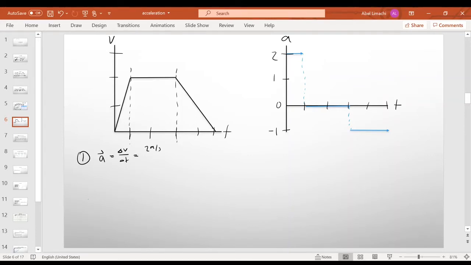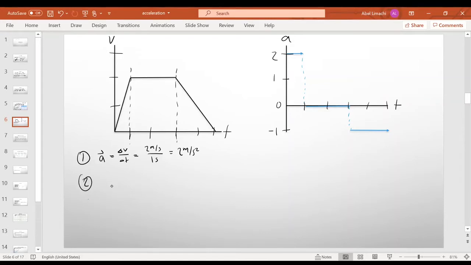So it increases by 2 meters per second, and this is a 1 second time interval, so it's going to be 2 meters per second squared. And this 2 meters per second squared is going to last for 1 second, so that's why it's here. This is acceleration, which is 2 meters per second squared, and it lasts for exactly 1 second.